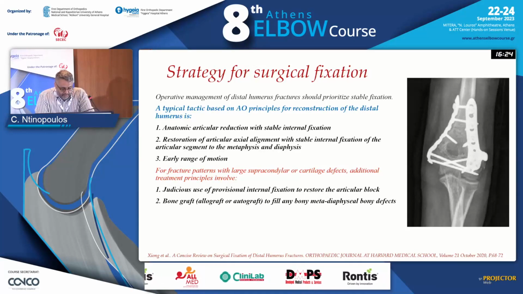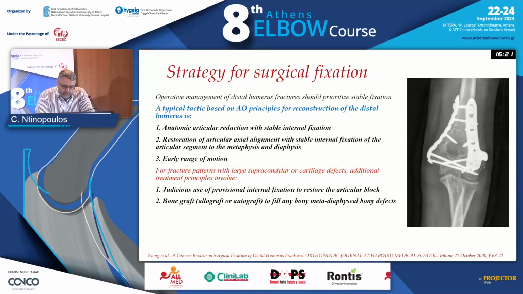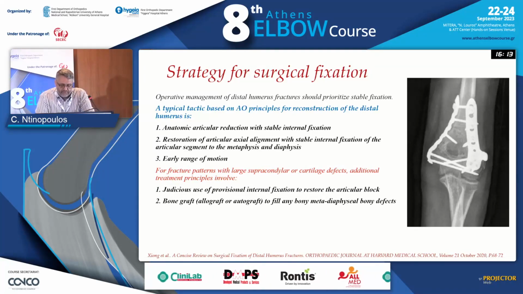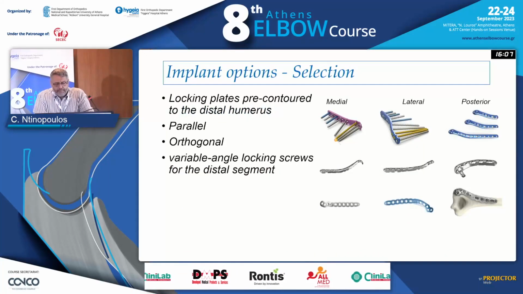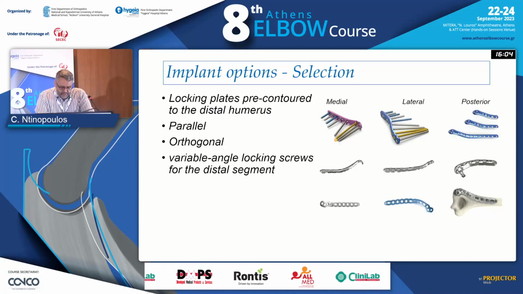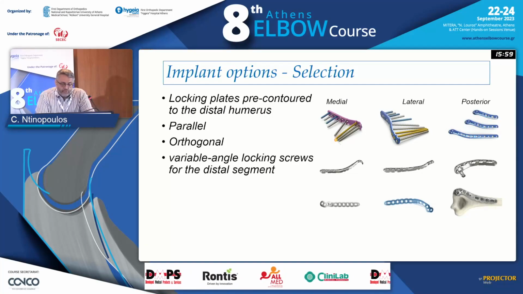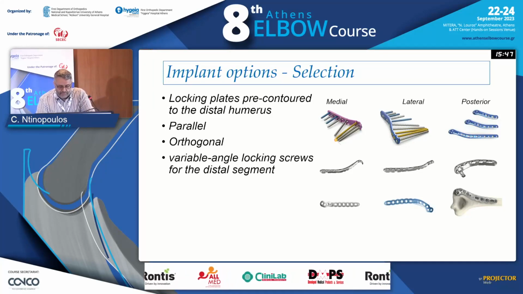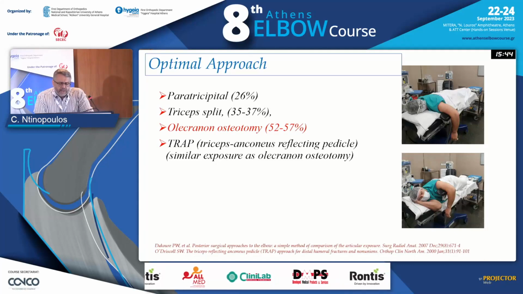If there are biologically poor areas, we use judicious provisional internal fixation to restore the articular block, plus or minus bone graft, allograft or autograft, to fill the usually metaphyseal area. Implant choice. Thankfully, we have in our armamentarium medial, lateral, and posterior plates, or pre-contoured locking plates, to apply parallel or orthogonally, and variable angle locking screws are very, very helpful at the distal part.